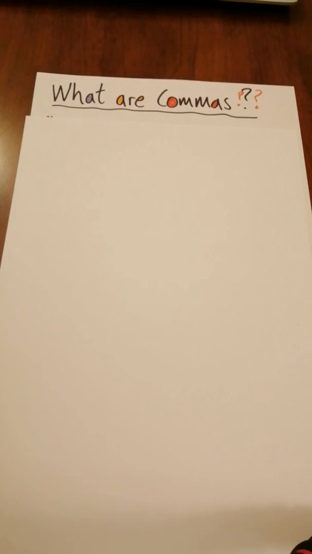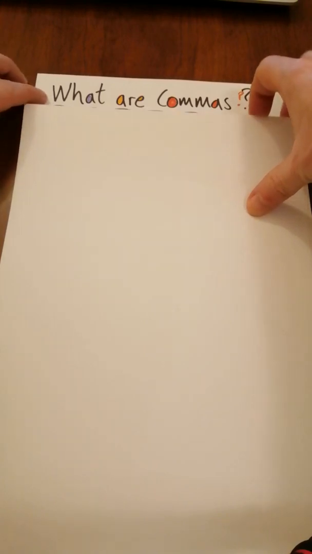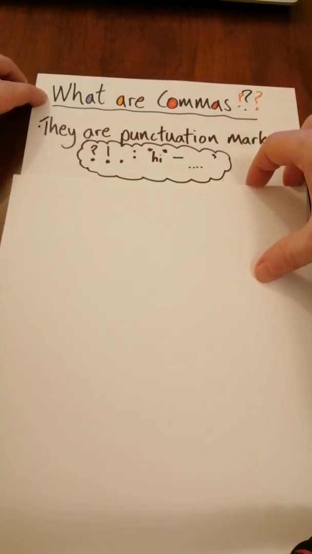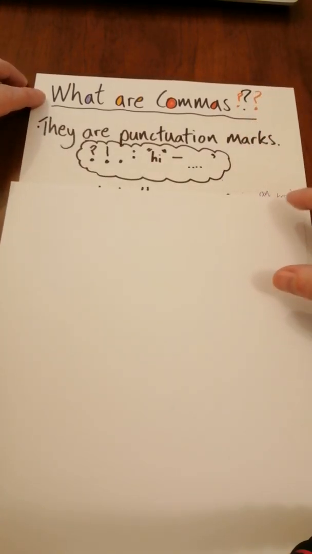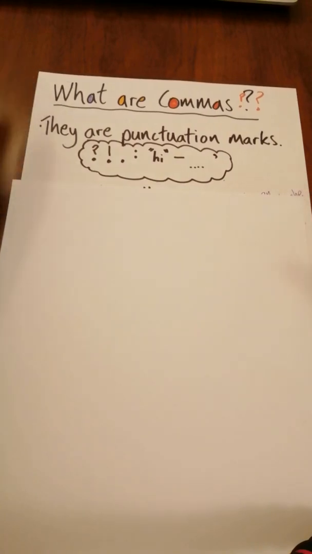What are commas? Well, I'm glad you asked. They're punctuation marks. Punctuation marks are things like question marks, exclamation marks, full stops, colons, inverted commas, or what we call speech marks, maybe a dash or something called an ellipsis, which is a whole lot of little dots together. They're all parts of punctuation. We use them a lot.